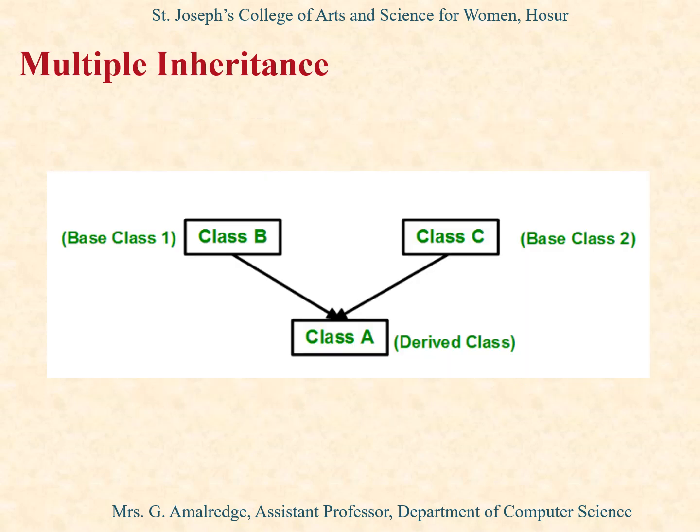And this is the simple pictorial representation of multiple inheritance. Here, class B and class C are the base classes and class A is the derived class. Class A derives or inherits the features of class B and class C.